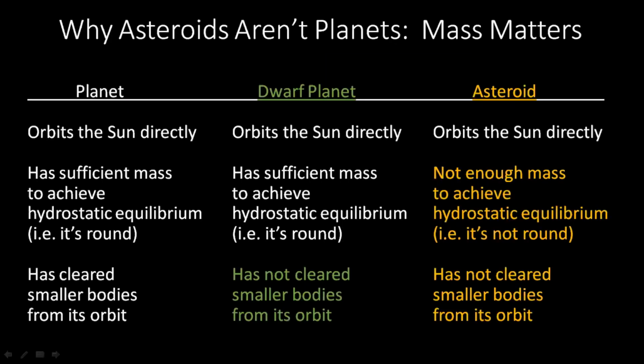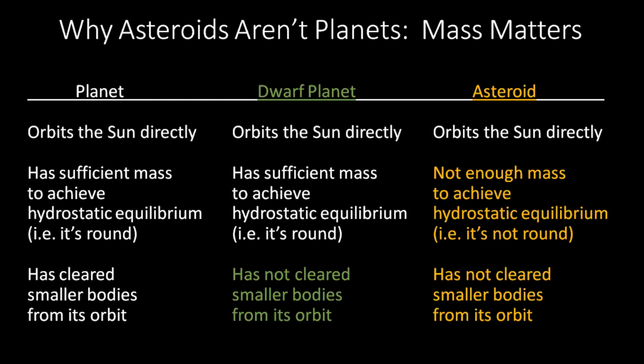So what's the difference between asteroids and planets? Well, the difference is mass. Under the current definition of what constitutes a planet, it's an object that orbits the sun directly. In other words, it's not going around something else, it's going around the sun. Our moon goes around the Earth, which is why the moon's not a planet, but the Earth is, because the Earth orbits the sun directly. The moon also orbits the sun, but it does it by orbiting Earth.